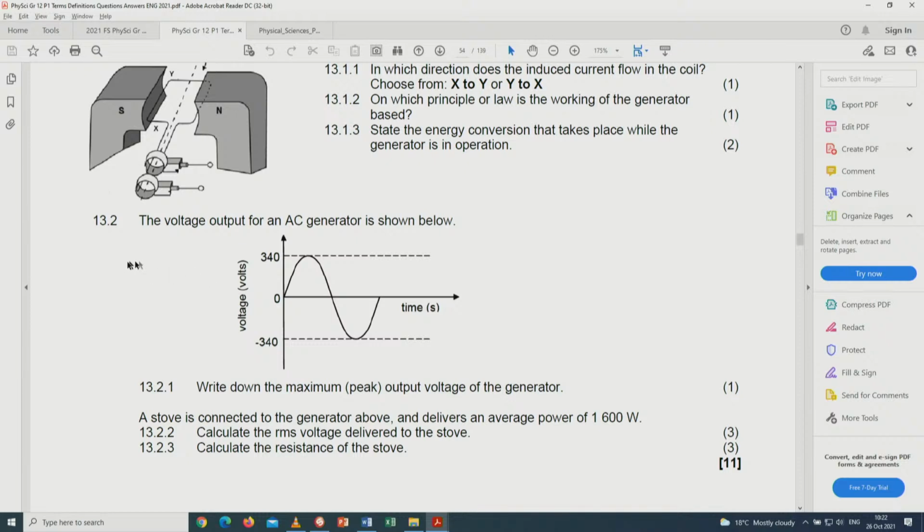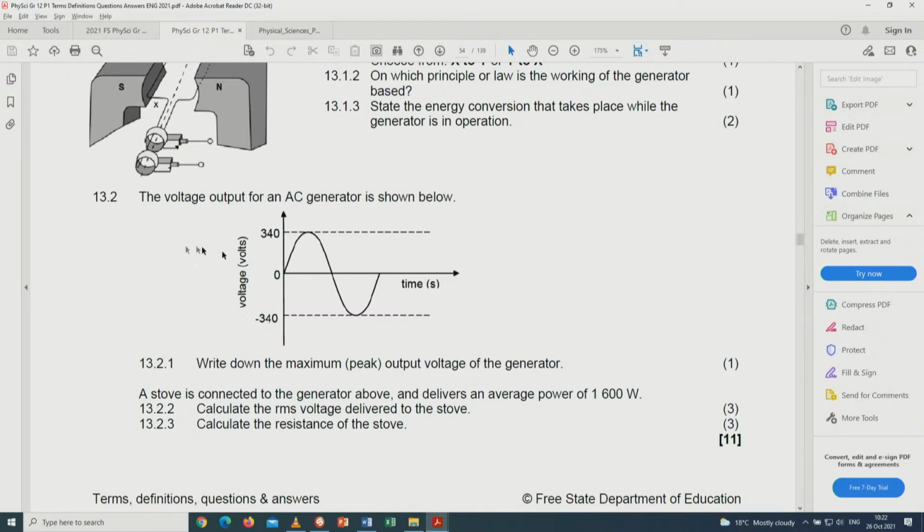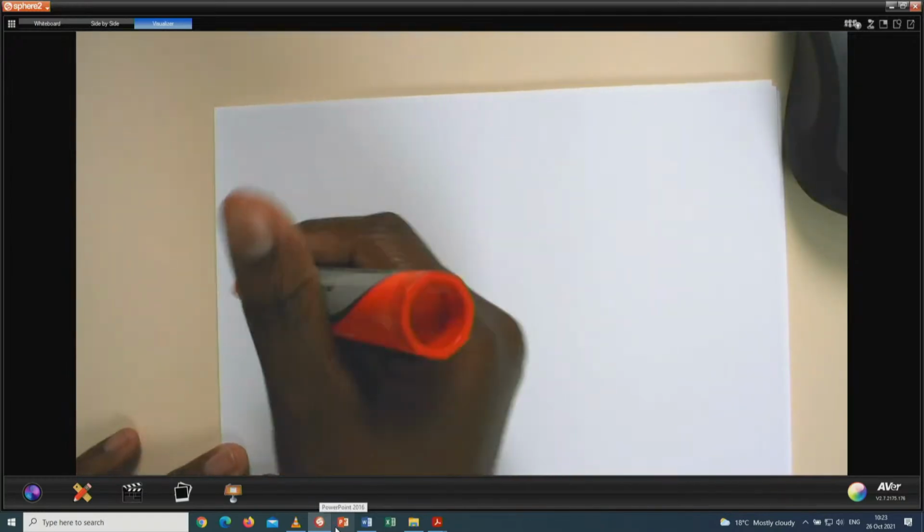So for our first question, we're going to look at 13.2. We've already dealt with all these other questions that are not calculations. Now, the voltage output for an AC generator is shown below. Here on your graph, I think I've emphasized it over and over again, that at your turning points, that is where you get your peak values. So in this graph, we are having voltage versus time. So our turning points are giving us the maximum voltage.